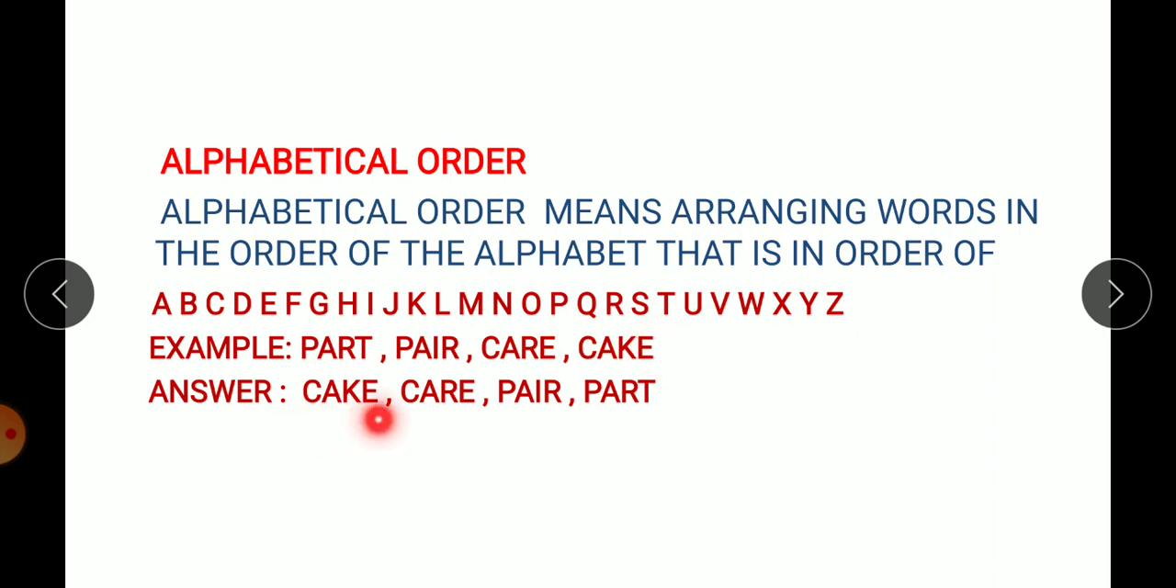So after seeing the first letter, it's the similar C, C. Move to the second letter, A and A. ये भी same है. So now we will see the third letter. Here it's K and here it's R. So what comes first? K or R? A to Z तक जब आप काउंटिंग करते हैं या A to Z तक जब आप मेमोराइज करते हैं, what comes first? K. So it will be cake and care. Now similar rule you will apply for pair and part. Right? So in this way you will arrange them in alphabetical order.